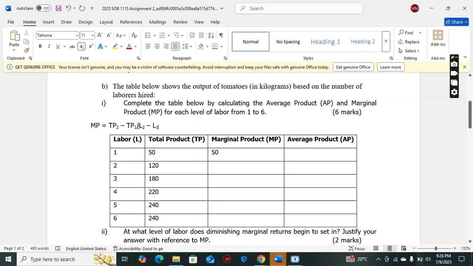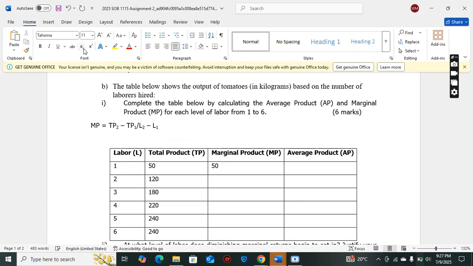Because we know our denominator is always going to be 1, since the number of workers is increasing by 1. Then average product, it's total product divided by the amount of labor. So say TP divided by L, all right? So the average product, 50 divided by 1, we get 50.